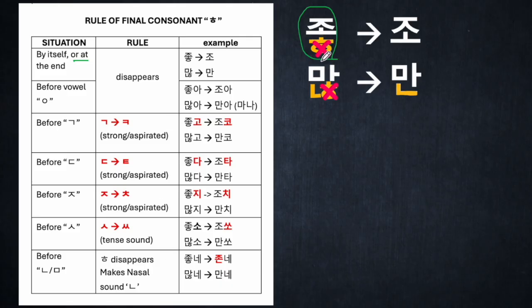You always drop that, but then depending on what follows, the next syllable will sound different. But since there's no next syllable, and you just drop it, it's jo. You drop this h, man. Now, that was this case. What about this case before the vowel O there?